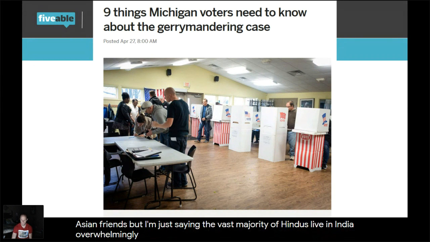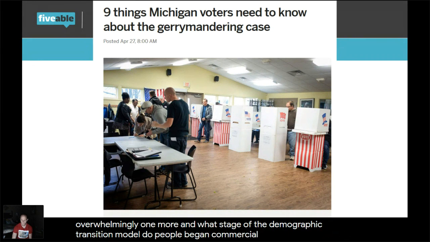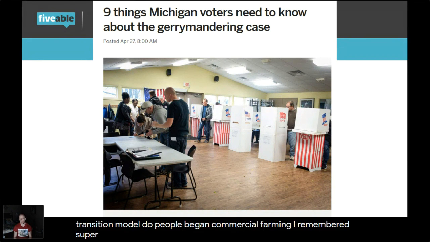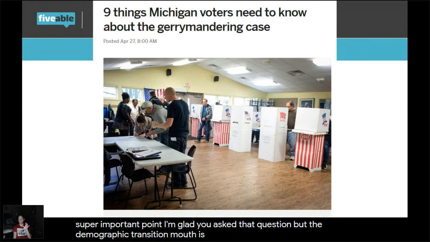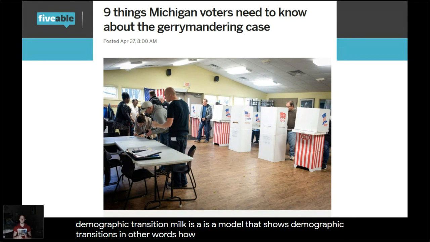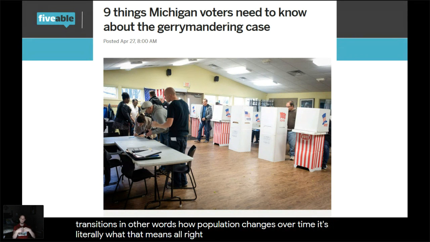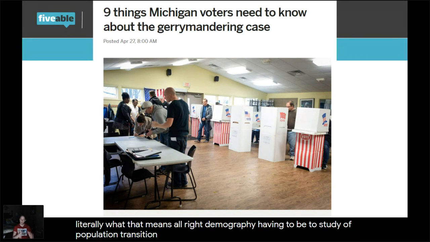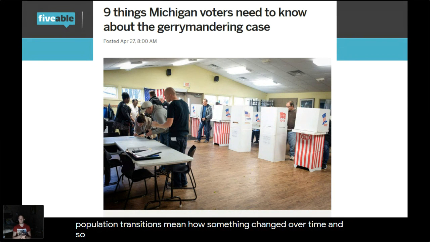overwhelmingly. One more. In what stage of the demographic transition model do people begin commercial farming? I remembered. Super important point. I'm glad you asked that question. But the demographic transition model is a model that shows demographic transitions. In other words, how population changes over time. It's literally what that means, right? Demography being the study of population, transitions being how something changes over time. And so that's the first thing. I think Shane mentioned that actually.